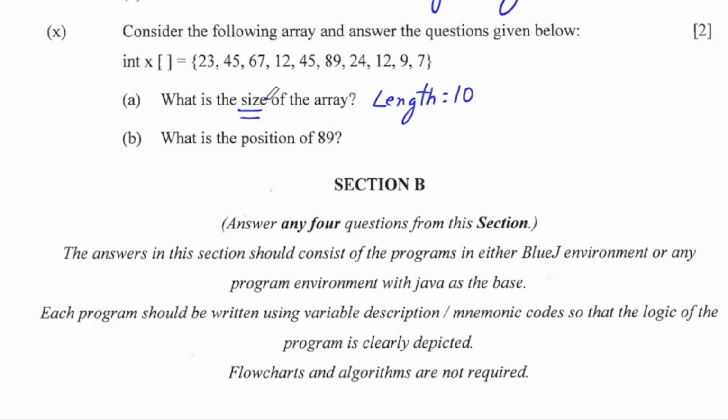Another interpretation can be the size in memory. The size of one integer is 4 bytes and the size of 10 integers is 40 bytes. So just to be on the safer side, size in memory is 40 bytes. The next subpart is asking what is the position of 89. 89 is over here. Let's work out the position: 0, 1, 2, 3, 4 and 5. So the answer is 5th position.